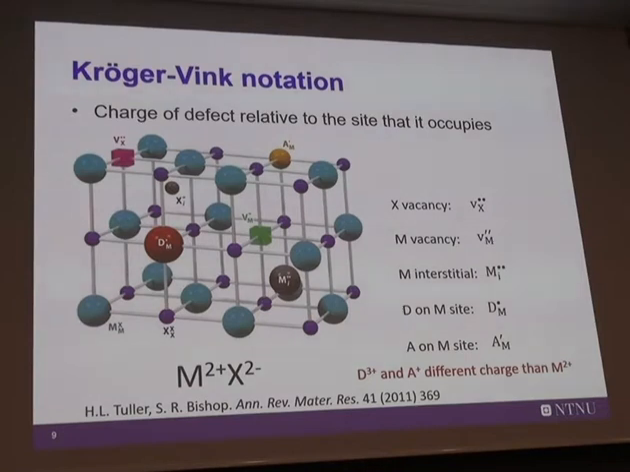So it's also important to note that D and A, the donor and the acceptor in this case, have a different charge than the M. That's the whole point. So if you are doping an oxide with the same oxidation state or the same charge, you only have a dopant at the M site and then X on the normal site, and you don't really change much the defect chemistry. And this is very nicely illustrated in this review paper by Tuller and Bishop a few years ago.